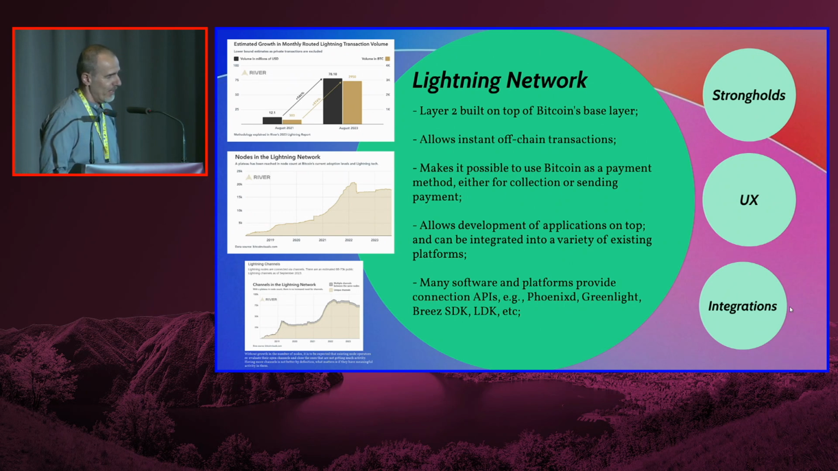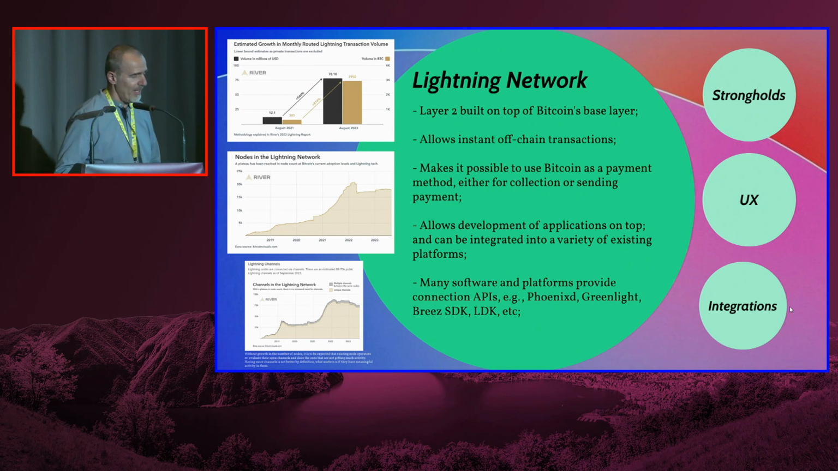So, as you probably know, the Lightning Network is a layer 2, which is built on top of the Bitcoin base layer. It allows off-chain instant transactions without having to deal with high fees. And it is really the method we can use for transacting as a payment method. So the Lightning Network makes it possible to make easy and fast transactions with very small fees.